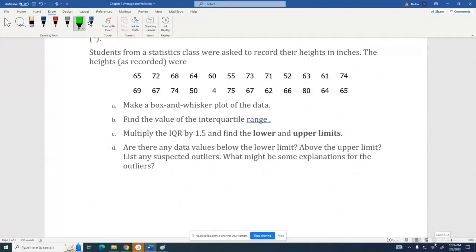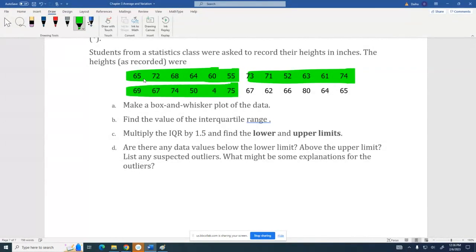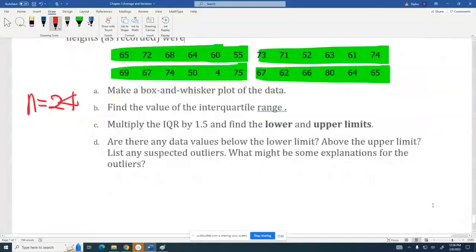Now, how many data? Five and six. Six and six. Totally 24. Here's the even number, right? Unfortunately, they are not in order, right? So please give me the smallest one. Who is the smallest one? Four.